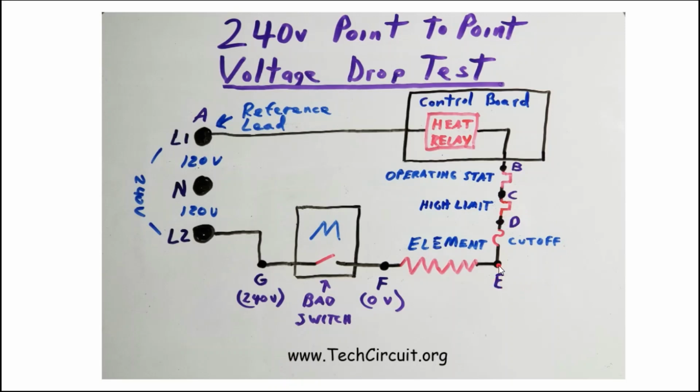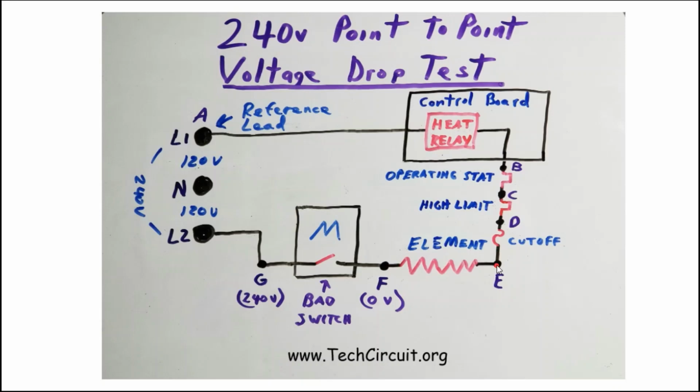What that has told you is that all of these connections are closed. The heat relay is closed, the operating stat, high limit, and the thermal cutoff are all closed. Well, you knew those were closed because you measured them with your own meter, but you weren't able to measure that because it doesn't close until the dryer is put into heat mode. So now you know that all these switches are closed, and that's 0 volts.